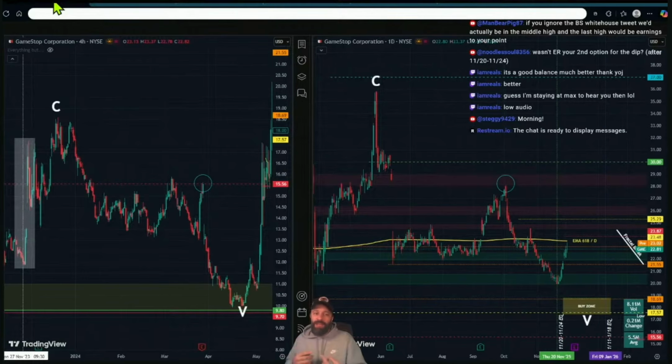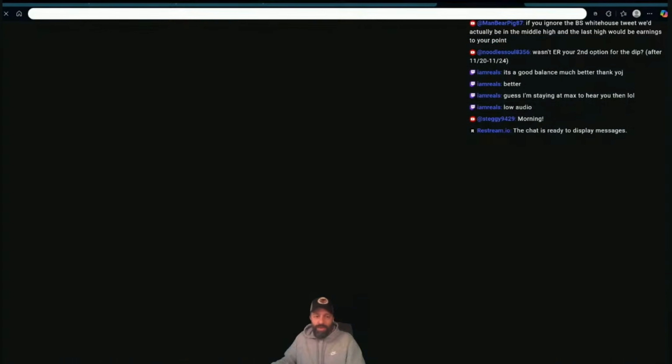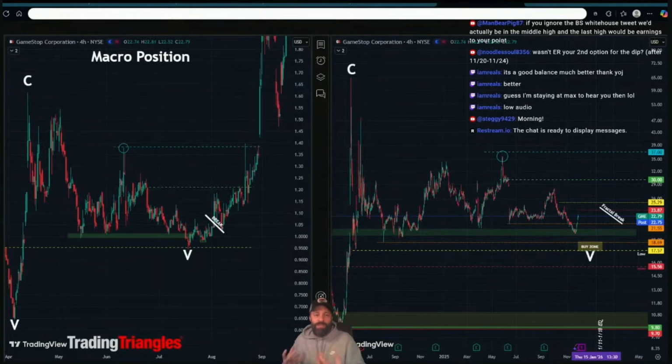Using May doesn't give you that macro projection. It's not going to be the correct forecast. It's not going to give you the future landmarks that you're expecting. You have to go to a macro position. The macro position is 2020 to 2021. This is your macro position. This is how you're identifying what comes next.